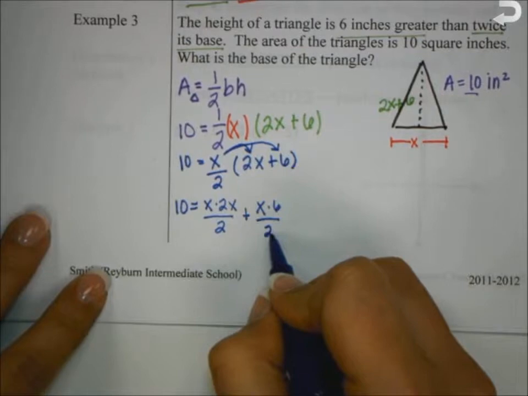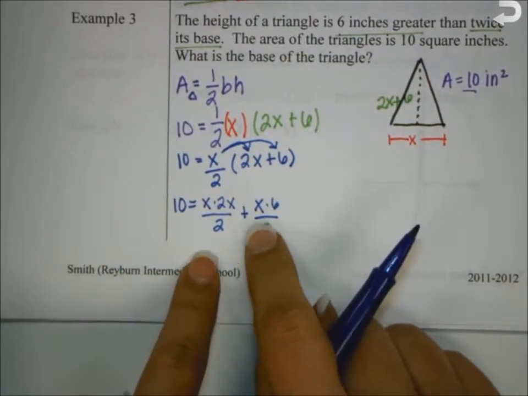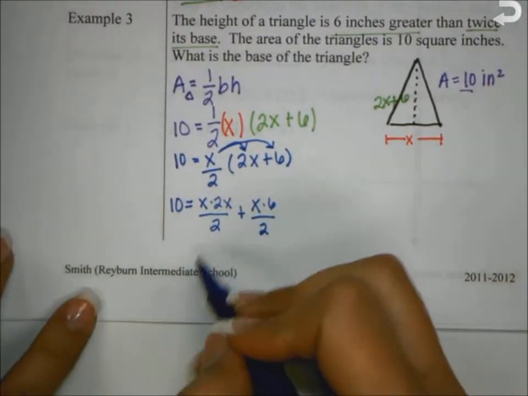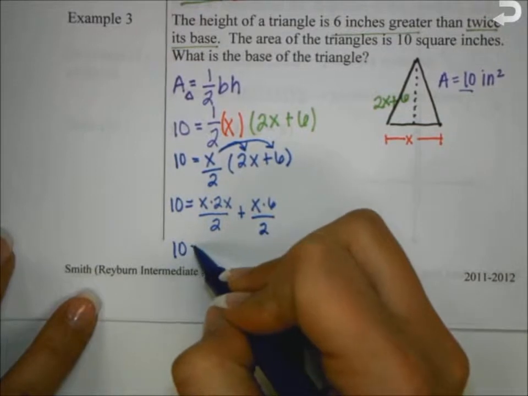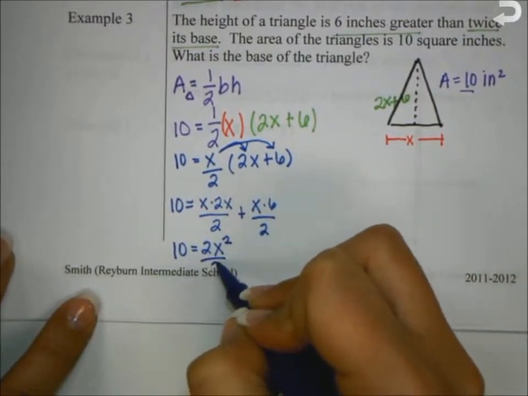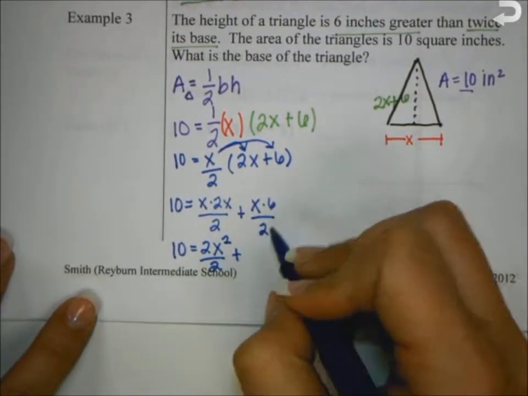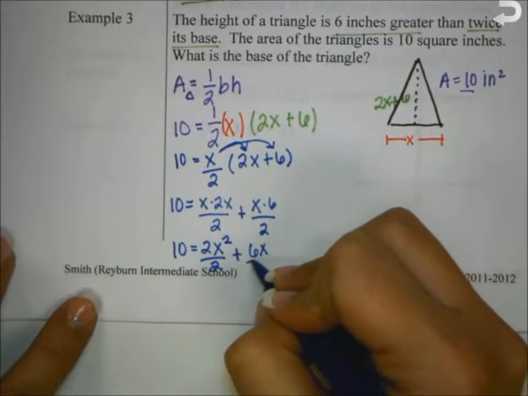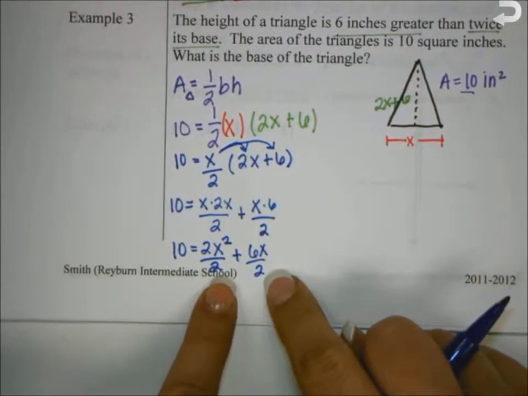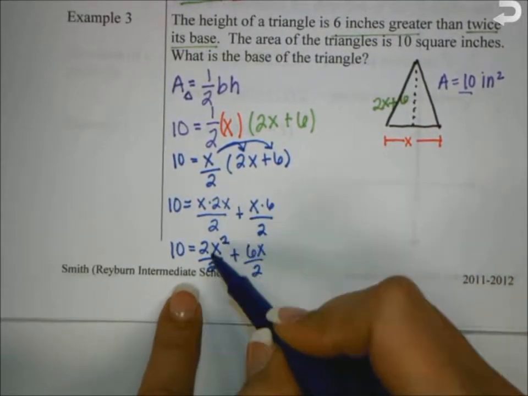Okay, let's simplify it a little bit. What's x times 2x? 2x squared divided by 2, right? Plus x times 6, 6x over 2. Do these two things reduce any more? Yes. How does this one reduce? It would just be x squared. I keep saying x.